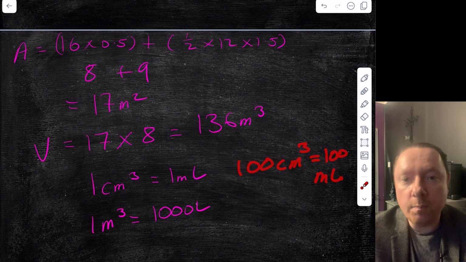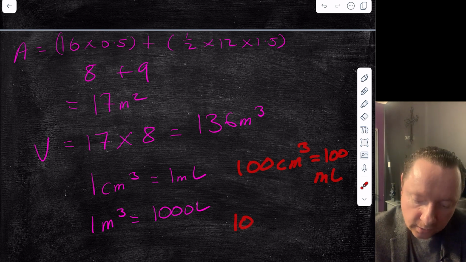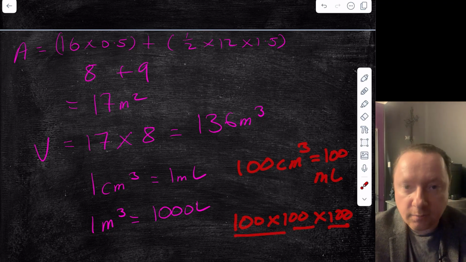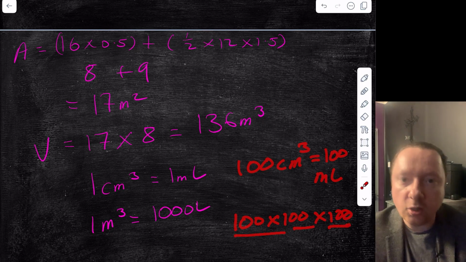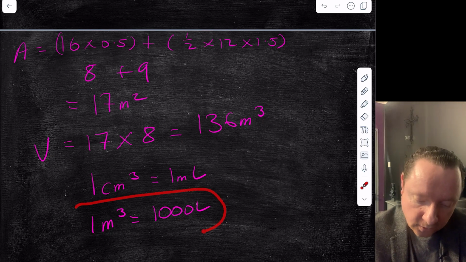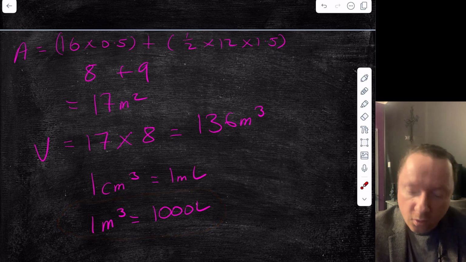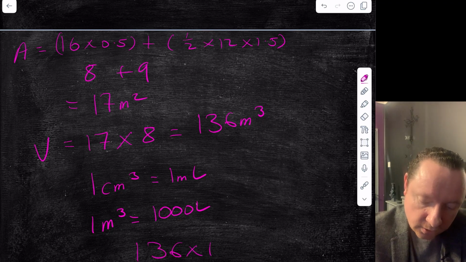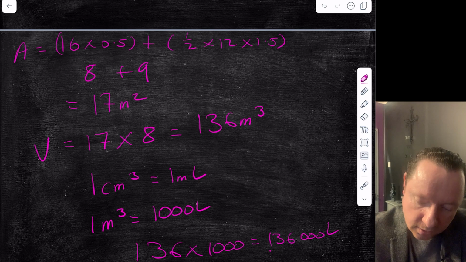So what about 1 metre cubed? Well, that is 100 times 100 times 100, because it's 100 by 100 by 100 centimetres. So that would give you 100 times 100 times 100 millilitres, and then just divide by 1,000 to get in litres. Although it's just much quicker and easier, if you ask me, to remember that 1 metre cubed is 1,000 litres, because it comes up more often than not. So I'm just going to use that. 136 times 1,000, 136,000 litres. And we're done there.